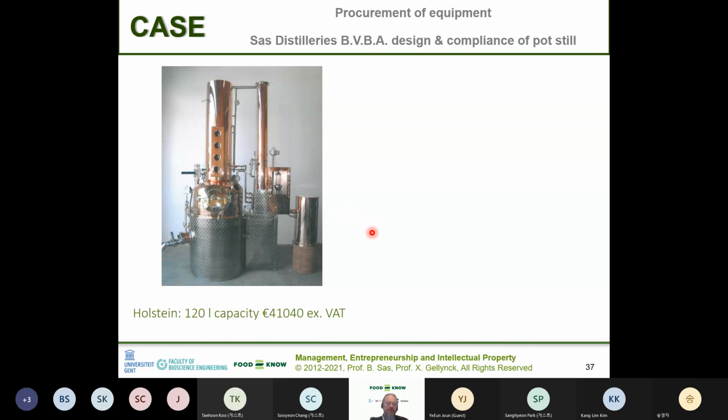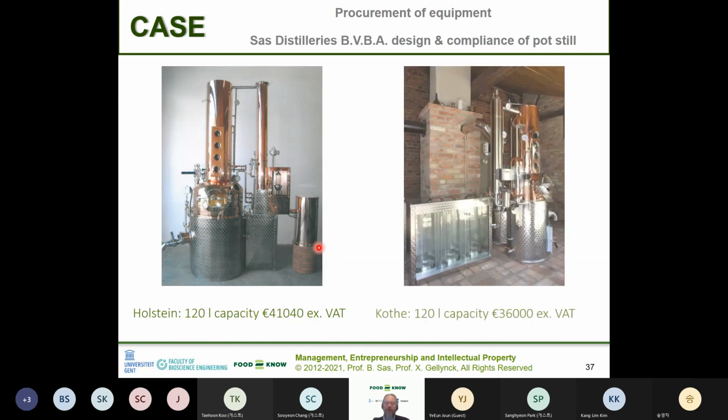You could buy in Germany a Holstein with 120 liter capacity for about, and now it's already increased, 41,000 euros, not including VAT. Or a Kothe for 120 liter capacity, but then the working capacity is just 100 liters, keep in mind, for 36,000 euros, not including VAT. But this was basically to German providers.